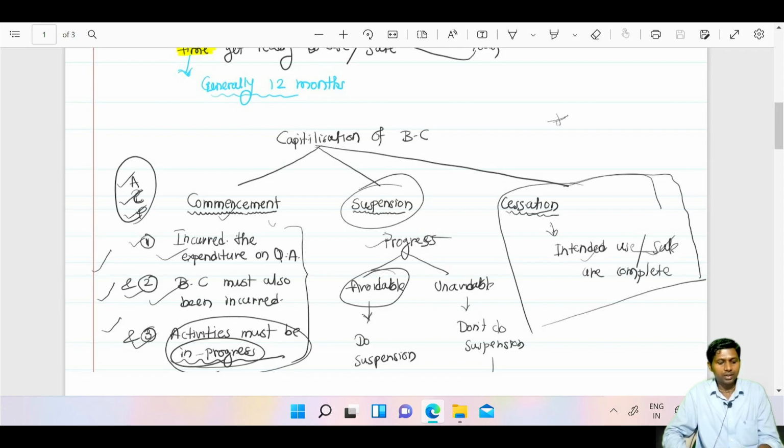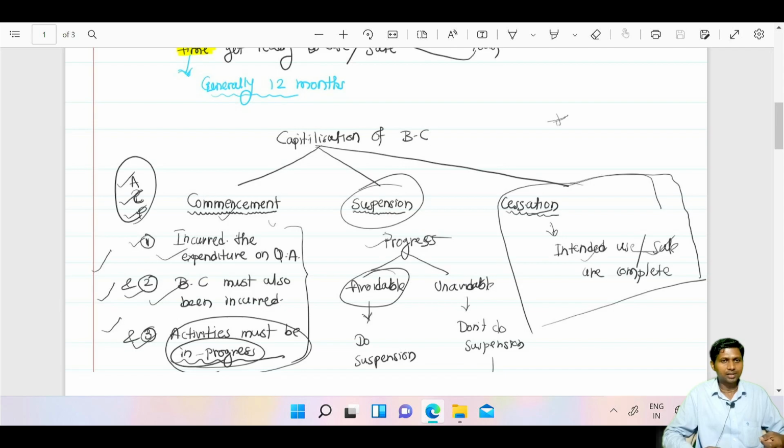Now, three things they have given here. If they ask for a short note on this, generally they will not ask, but if asked, then you must write something about the commencement, suspension and cessation. Commencement: you can commence when interest cost or borrowing cost is incurred, and the first condition must be satisfied. Then you can check the second one: the expenses on the qualifying asset must be incurred. That means you must have incurred some expenses. Just taking a decision in the meeting, you cannot capitalize. You must spend some amount on that qualifying asset, plus the activities must be in progress.